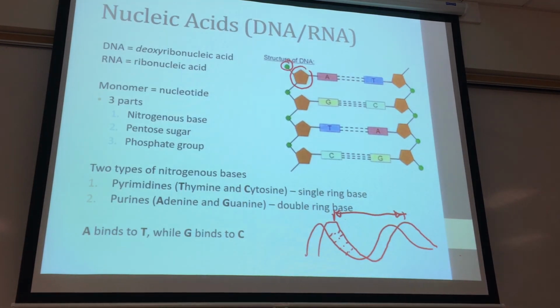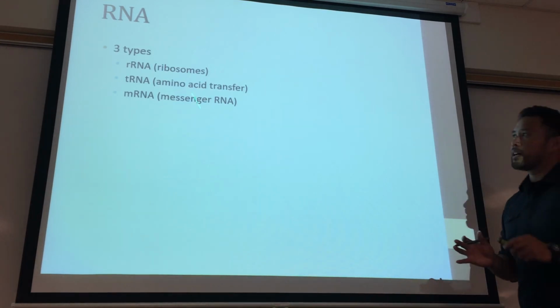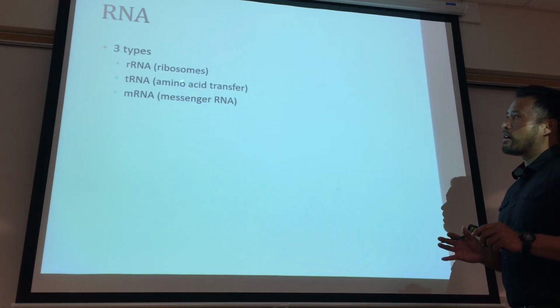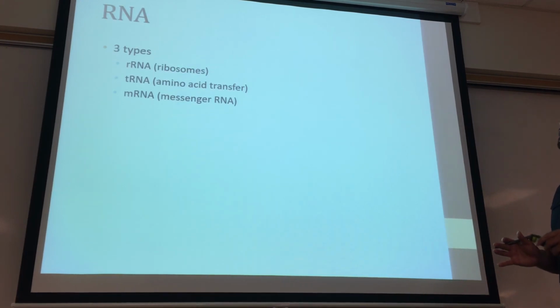RNA, ribonucleic acid, is a single strand of nucleic acids, and we'll talk about that on Tuesday. The three types of RNA, again, I'm not going to really require this of you guys, but we've got three types of RNA. One is part of the construction of a ribosome, which we'll talk about Tuesday. tRNA is what's called an amino acid transfer.